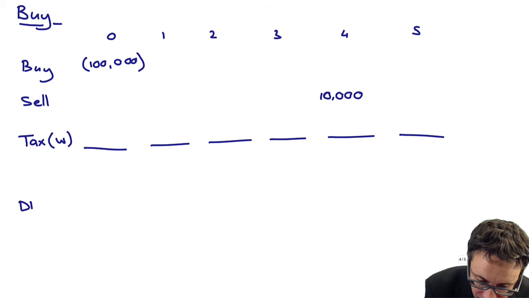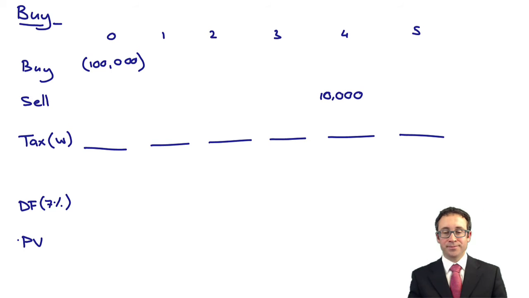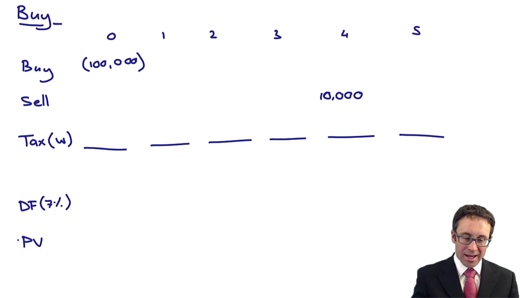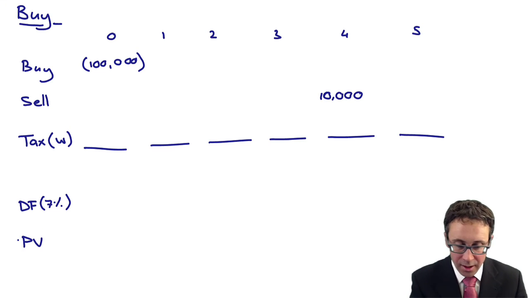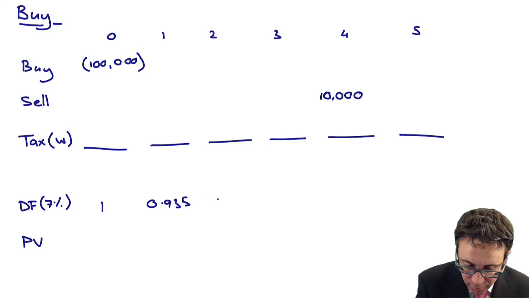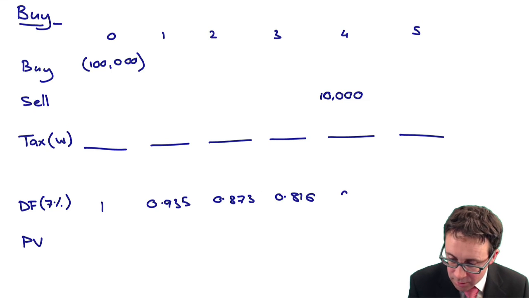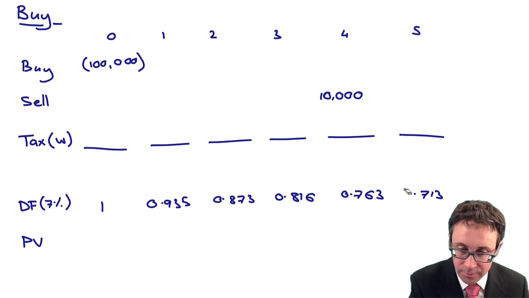Okay. I will then go through and look at the discount factor. Once again, is that there at 7%, and then the present value. Okay. Again, let's just put them in now whilst we're there. Discount factor, is it at 7%? Is 1, 0.935, 0.873, 0.816, 0.763, and 0.713. Okay.